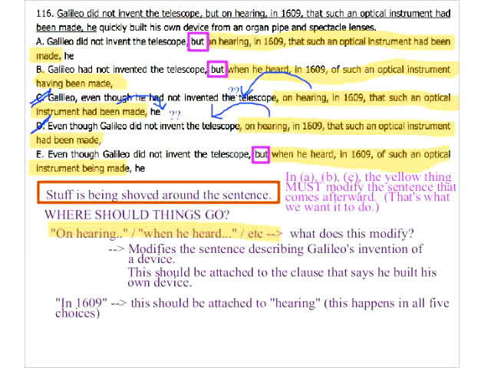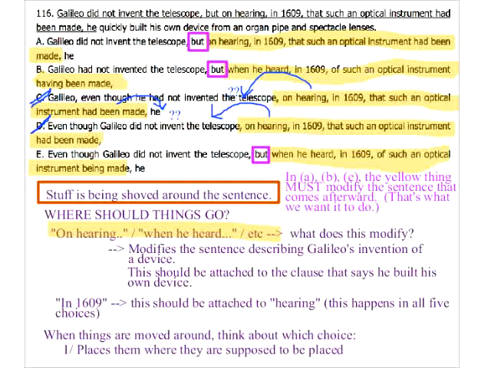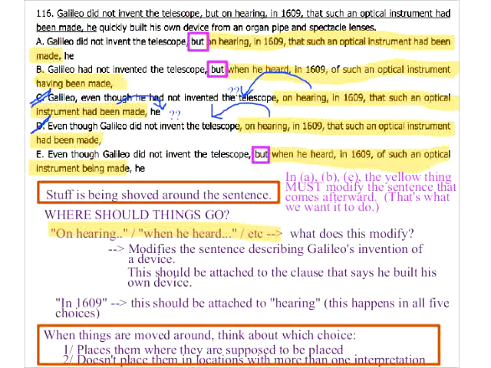When things are moved around, think about which choice first places them where they are supposed to be placed, but also on top of that, doesn't place them in locations where there's more than one interpretation. So that's the point. You want to make it so that it actually modifies the right thing and so that it's clear that it actually modifies that. So there you go.